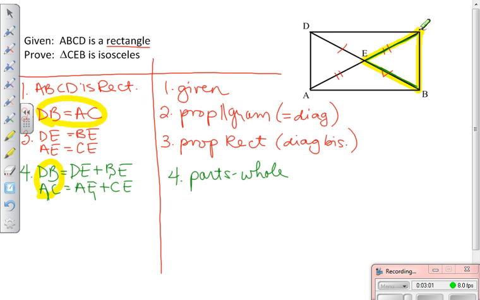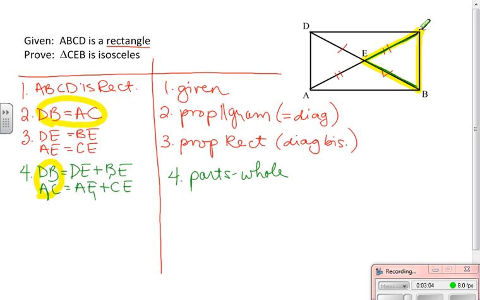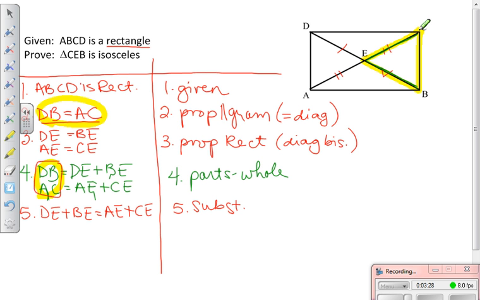So the first thing I'm going to do is substitute and set my sums equal to each other. So I have DE plus BE is equal to AE plus CE. That is by substitution. Because the whole lengths were equal, I could go ahead and set them equal to each other. Now I want BE and CE alone in my problem.